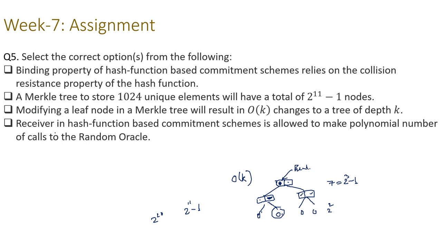This is also correct. The last statement says that the receiver in hash function based commitment schemes is allowed to make a polynomial number of calls to the random oracle.